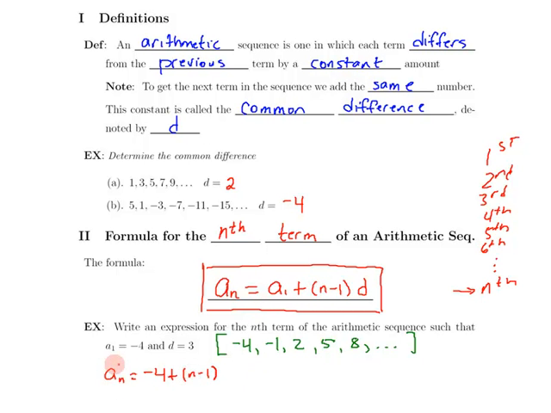A sub n is your output, so it stays there. And then d is known. That's 3. Now all I'm going to do is simplify this by multiplying out the 3. I'll end up with negative 4 plus 3n minus 3. Or if I simplify, I get a sub n is 3n. Negative 4 plus a negative 3 is negative 7. So 3n minus 7. There is your general formula for that sequence.